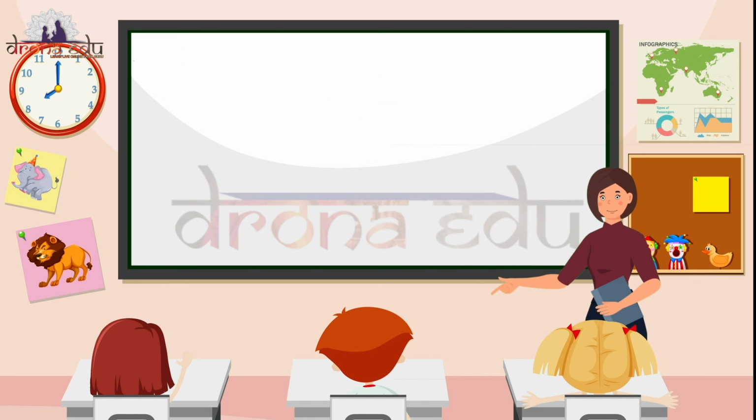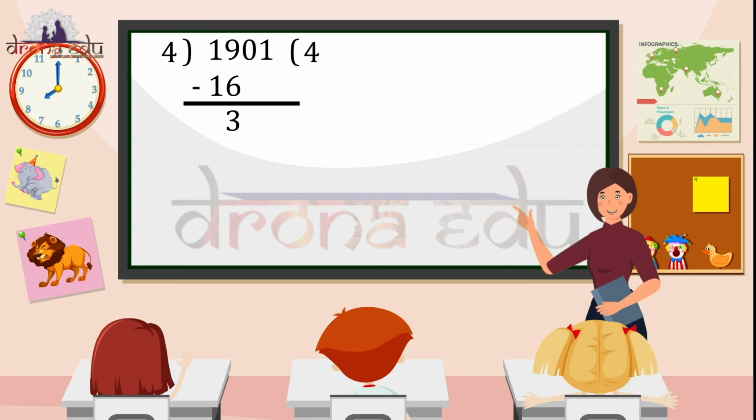Let me consider one more year as an example, 1901. Now I'm going to divide this 1901 by 4. Let's see what the remainder will be. So 1901 divided by 4, right? 4 into 4 is 16. So I'm going to get remainder 3. I'll take 0 down. And then 4 into 7 is 28. Then I'll get remainder 2.